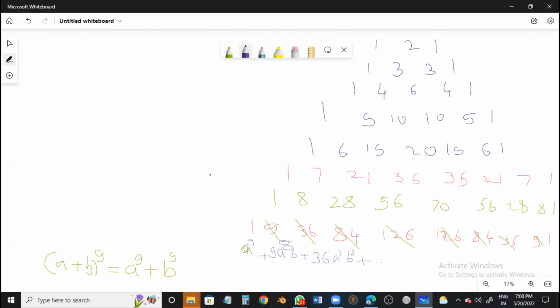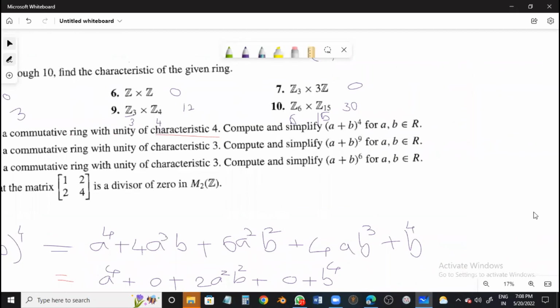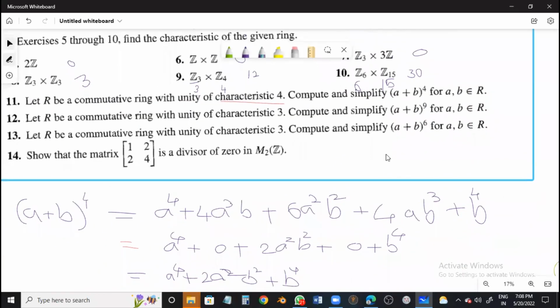All right. So I suppose you can solve this one also. Here they have given the characteristic to be 3 and they are asking you for (a + b) raised to 6. And the last question is, show that this matrix is a divisor of 0 in M2 of Z. Of Z means what? Matrix entries are integers. Maybe they are negative, positive, all kinds of integers are allowed here.